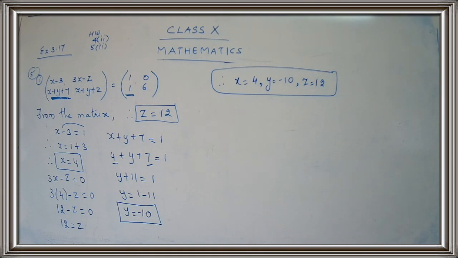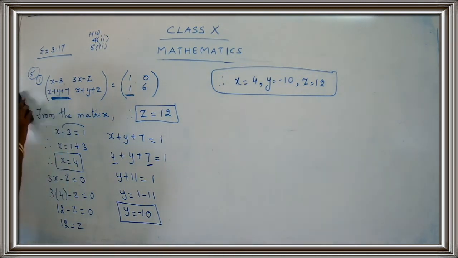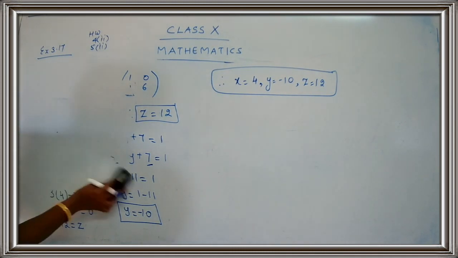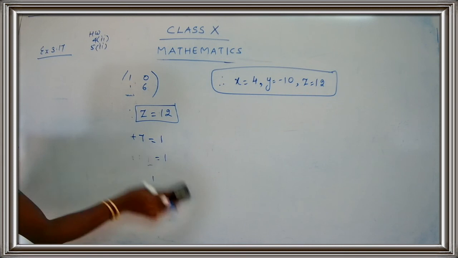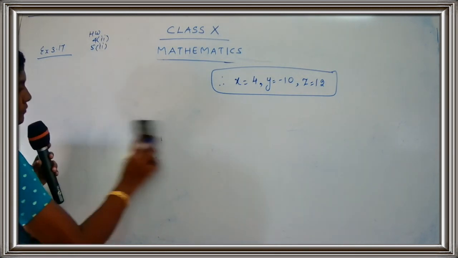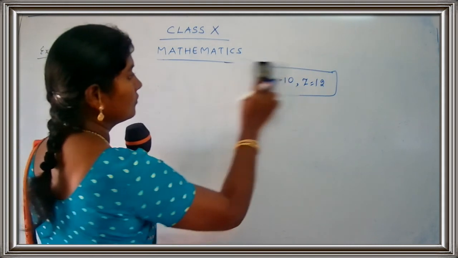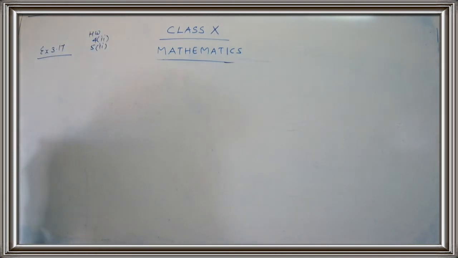Okay children? Okay, now let's take the sixth question. Let's go for the sixth question. Take down question number 6. Find x and y if. Okay, if you have completed, shall I rub this sum children? Okay, I'll rub this sum, so it will be easy for me to do the next. Okay. Let's take down the sixth question.